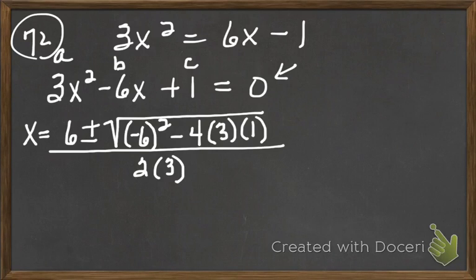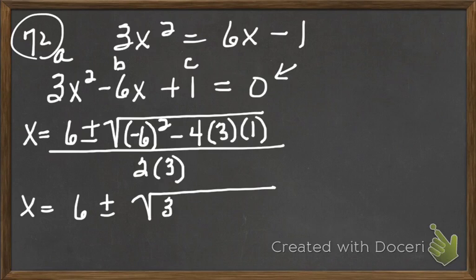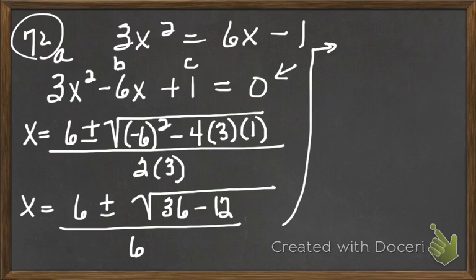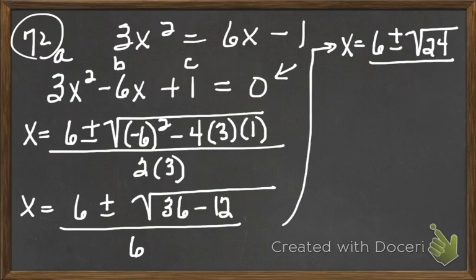So now go underneath your square root and square your b. Negative 6 squared is 36. Bring down your minus, then multiply 4 times 3 times 1, that's going to be 12. Put that all over 2 times 3, which is 6. And then you just keep simplifying. So then you're going to get x equals 6 plus or minus the square root of 36 minus 12, which is 24, divided by 6.